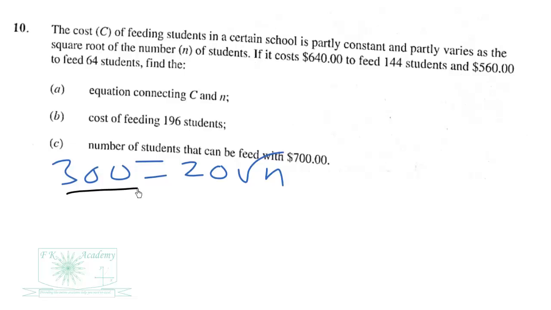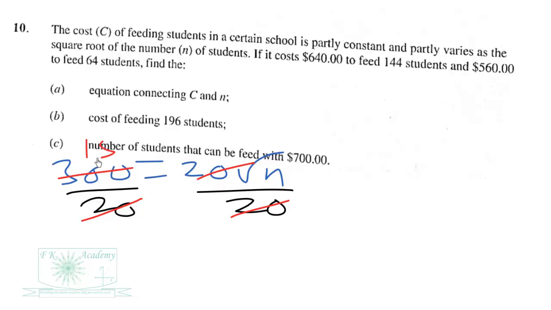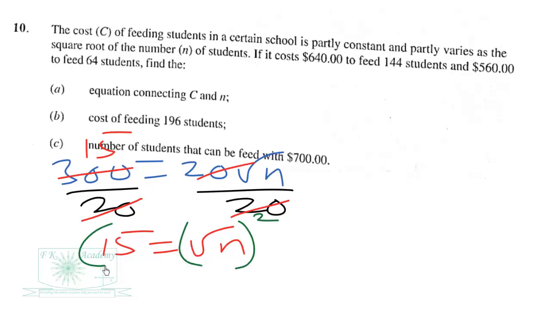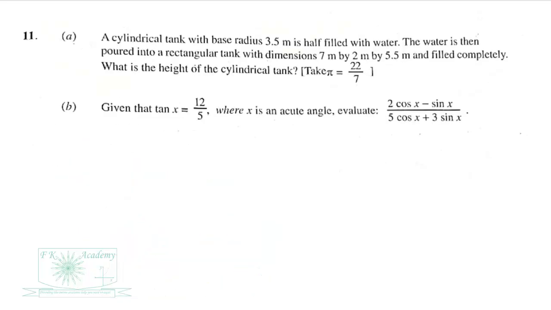Then divide both sides by 20. Then we will have square root of N is equal to 15. To find the value of N, we can square both sides. Therefore, N will be equal to 225. So let's deal with that one.